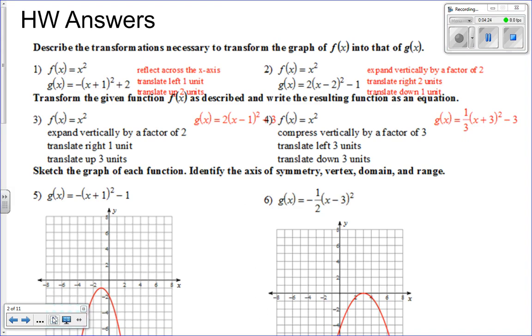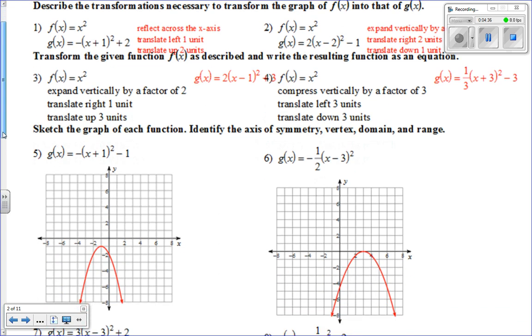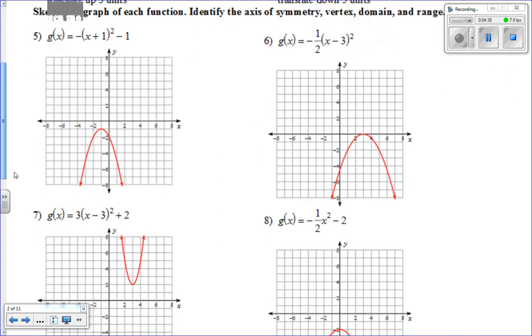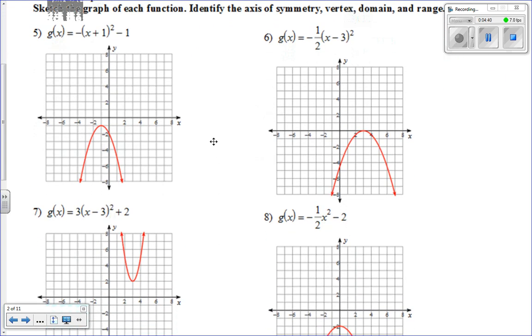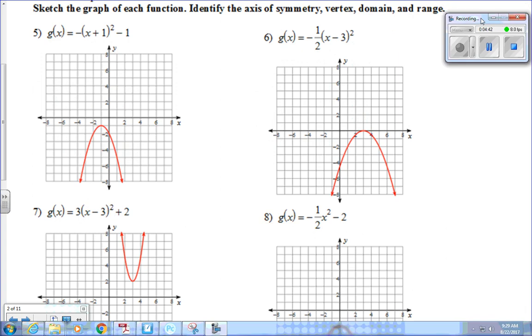Okay, here are your homework answers. Make sure you have a pen so you can check them and have the right answers for each thing. Go ahead and pause this to check whatever you need to check on these as you go through. Scroll down a little bit. Okay, on these, do make sure that you have identified your axis, symmetry, vertex, domain, and range.